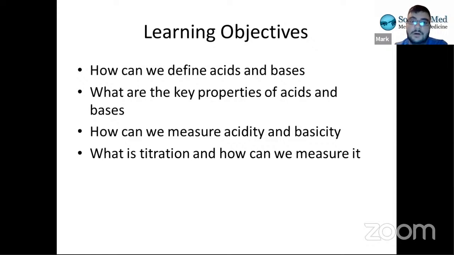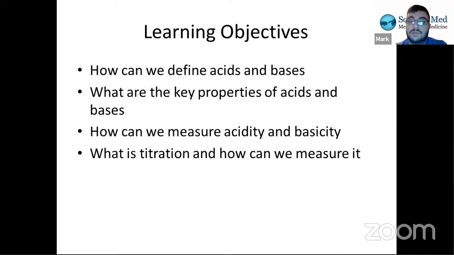Okay. Learning objectives for today. First, we want to know how we can define acids and bases. There are actually multiple definitions of acids and bases that I'm sure you've heard about in your undergraduate college career, and we're just going to go over all 3 of them and what the differences are.